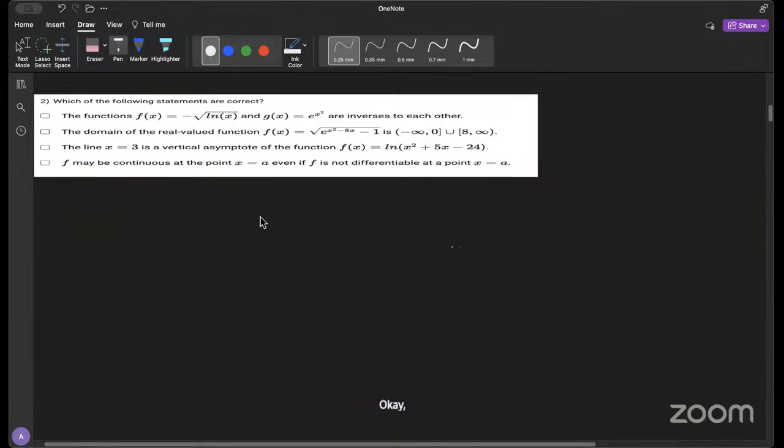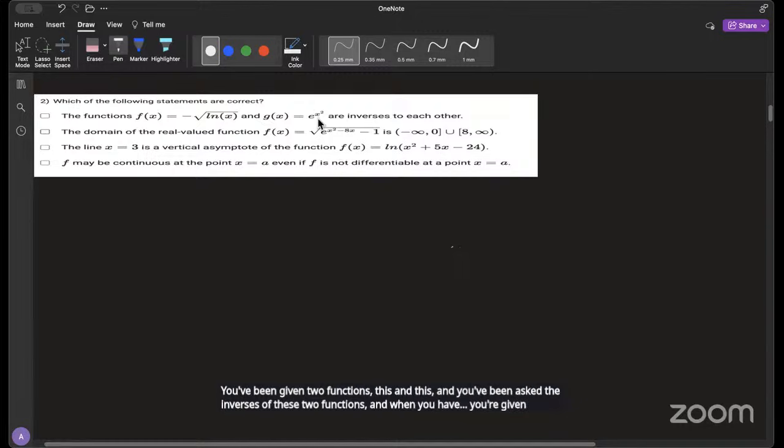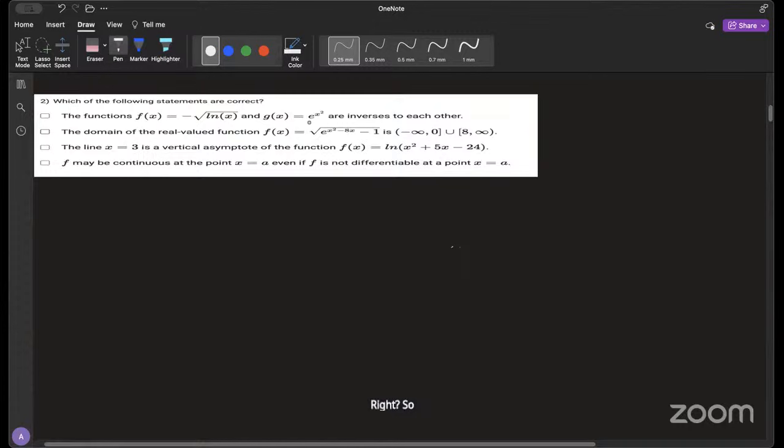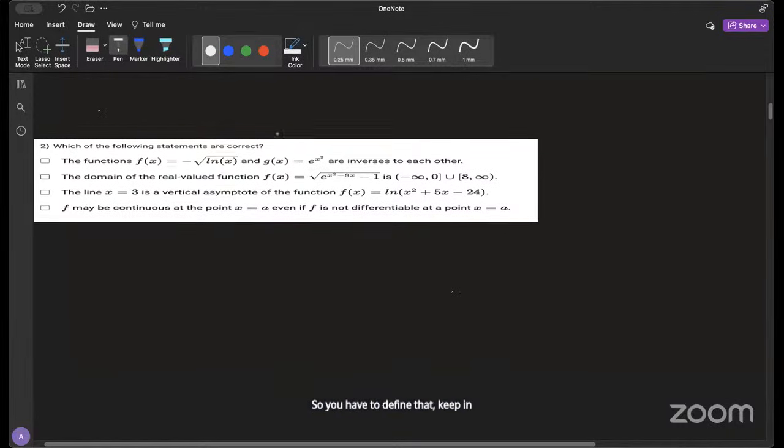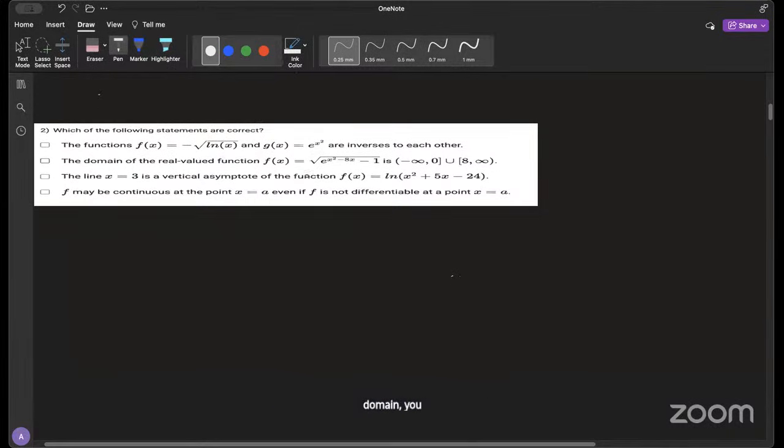Okay, so let's try this one here. You've been given two functions, this and this, and you've been asked the inverses of these two functions. And when you're given two functions, you assume the domain to be the natural domain, right? So the natural domain of this thing is minus infinity to infinity. And for this one you'll have to check, but for this one it's definitely minus infinity to infinity. So you have to keep in mind that the domain you have to take is the natural domain of these two.